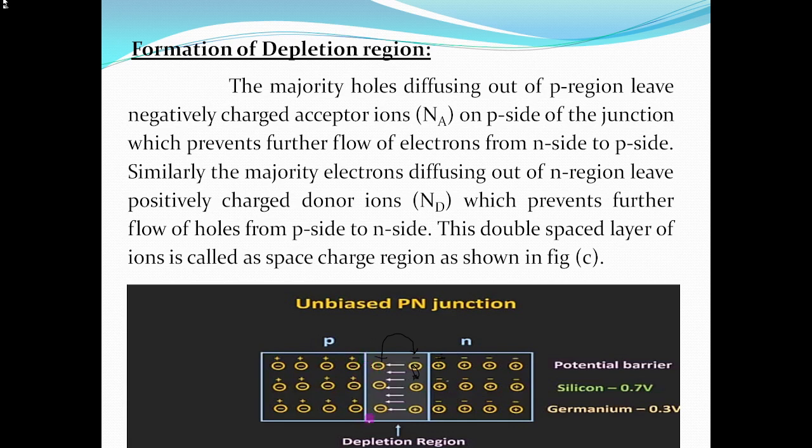So this layer which lacks mobile charge carriers, meaning in this region I cannot find mobile charge carriers, I can find only immobile charge carriers. This I call the depletion region, or space charge region, or otherwise we call it the potential barrier.